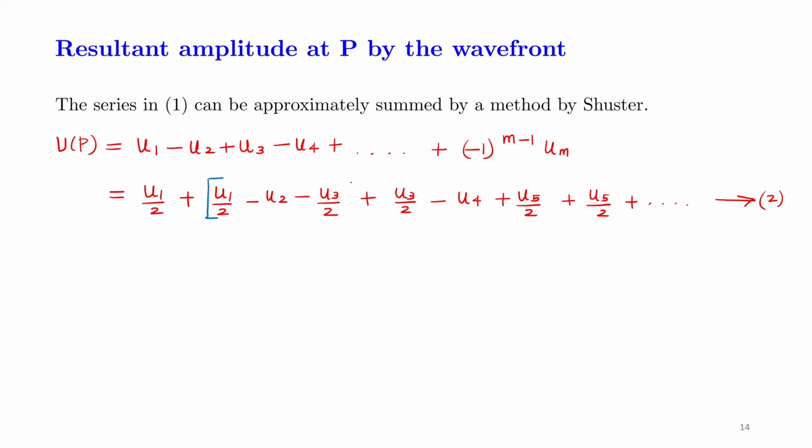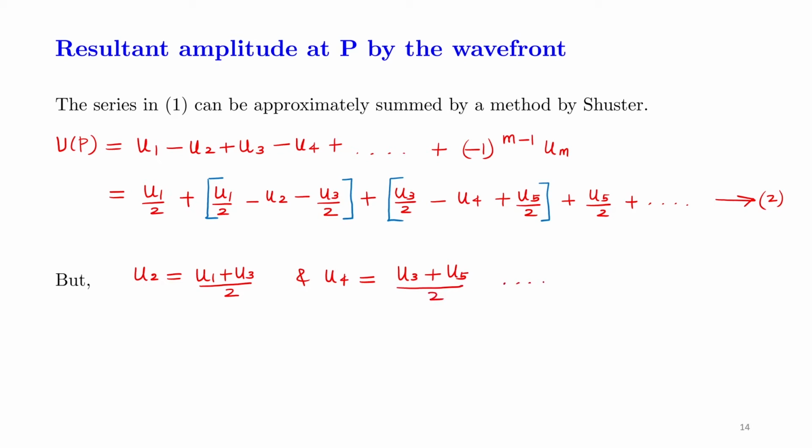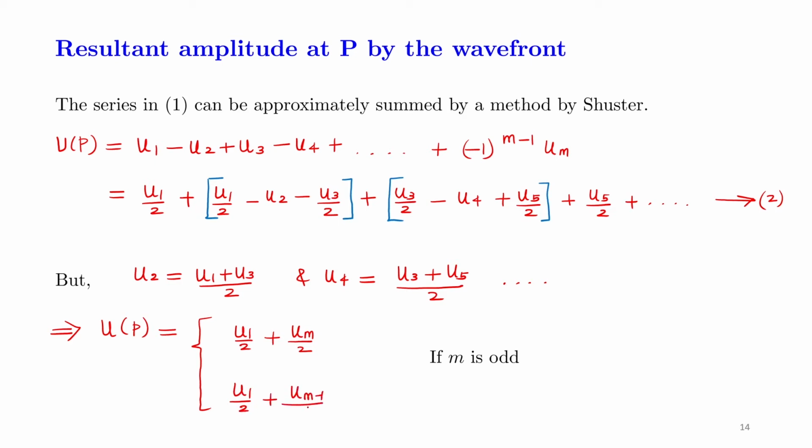We'll couple the terms like this. But we have U2 equal to U1 plus U3 over 2 and U4 equal to U3 plus U5 over 2, etc. And this gives us UP as equal to U1 over 2 plus Um over 2 if m is odd, and U1 over 2 plus Um minus 1 over 2 minus Um if m is even.